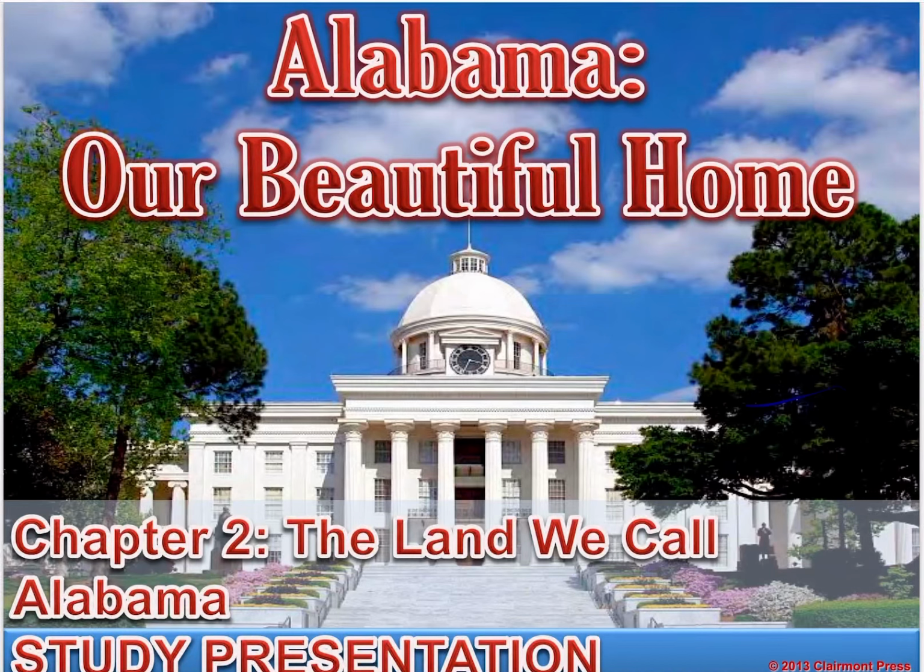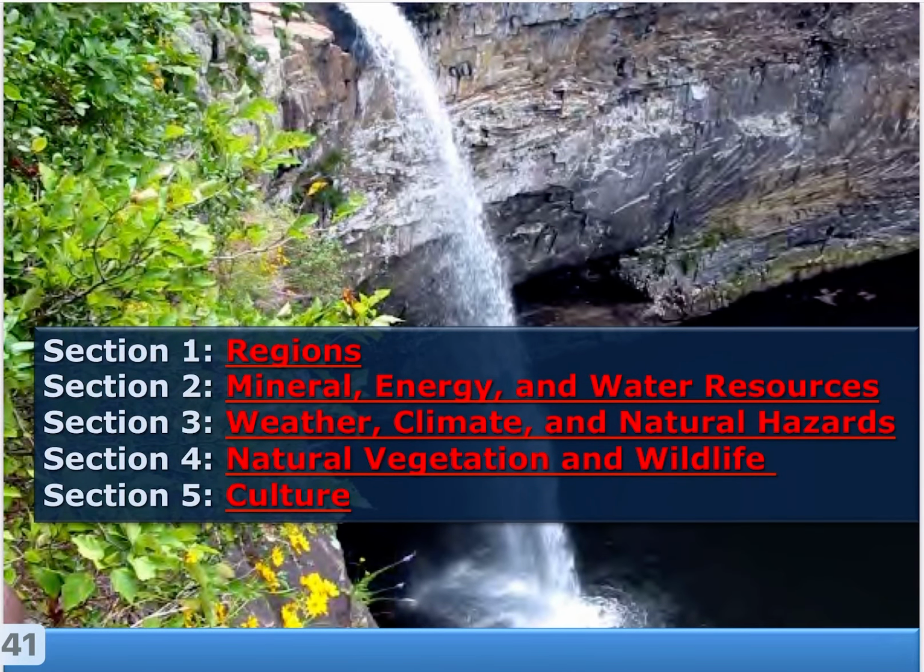Good morning. Today we're looking at Chapter 2, the land we call Alabama, and this will help you with your studying. With the Alabama textbook, it's called the study guide. So you'll have this to look back through while you're studying for your quiz. There are 5 sections. Section 1 is regions in Alabama.